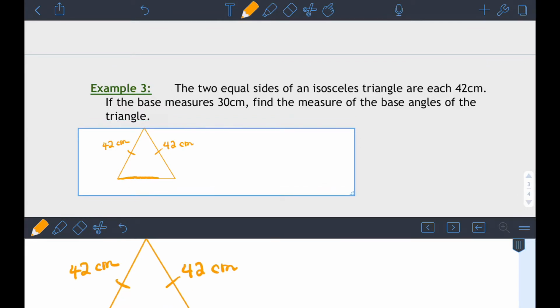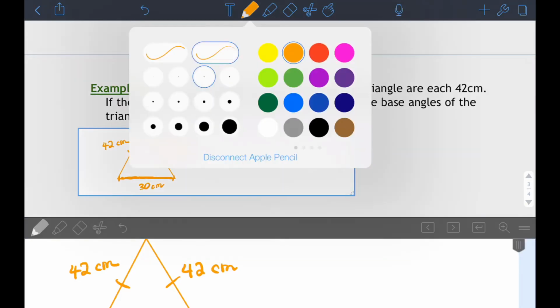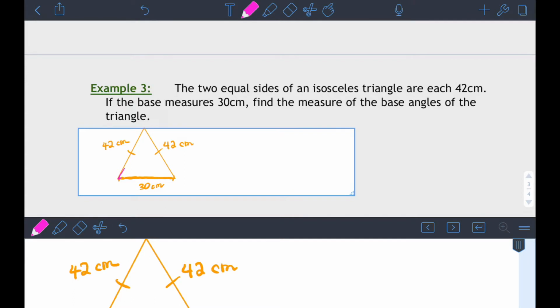The base is the side length that I don't know. It is 30 centimeters. And I want the base angles, which would be the two angles at the bottom there that connect to my base. This isn't a right triangle, but I can kind of turn it into one by splitting it in half.